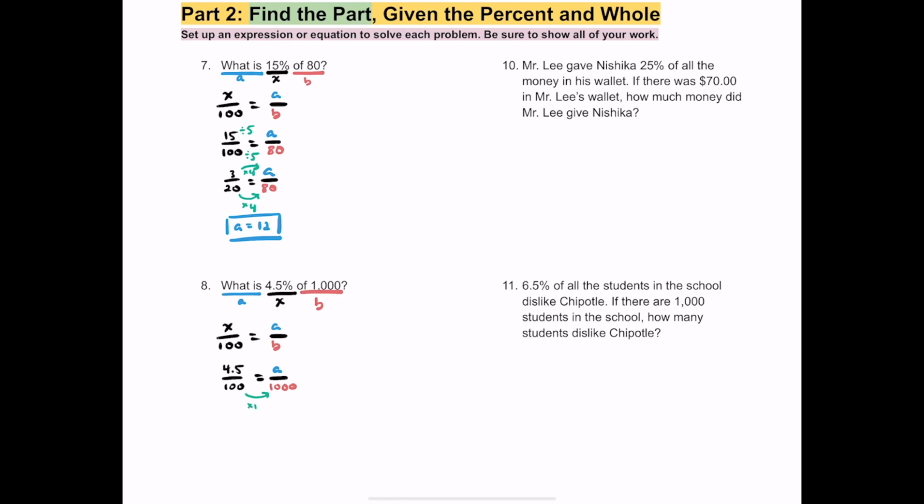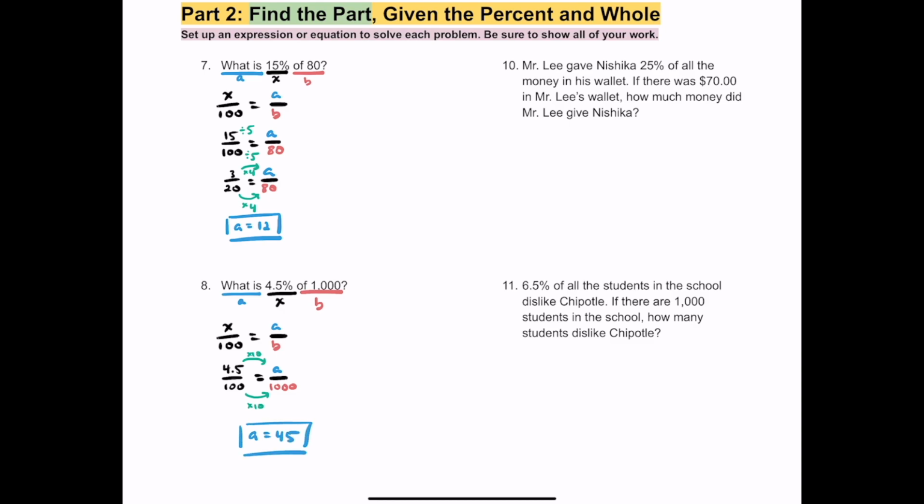100 times 10 gets us 1,000, so 4.5 times 10 gets us a. Okay. Now, multiplying any number by 10, you just slide the decimal over when it becomes 10 times bigger. So 4.5 times 10, we'll find out that a is equal to 45.